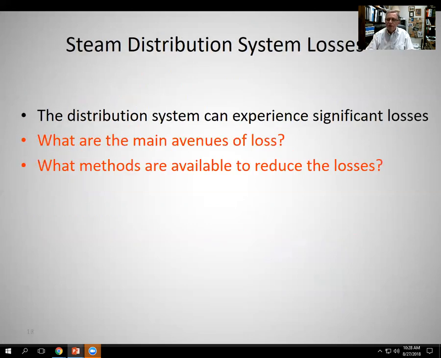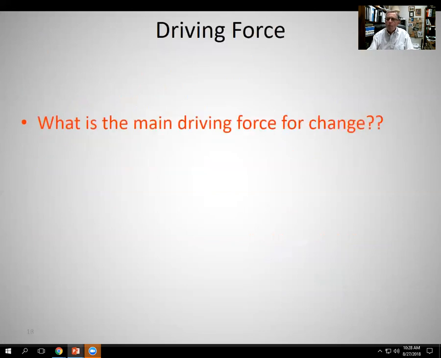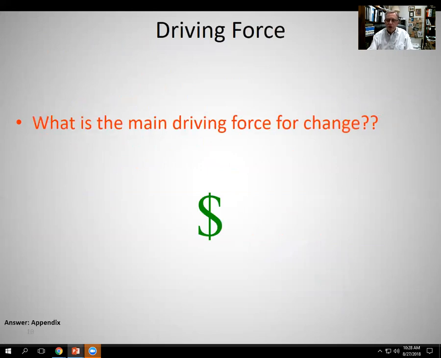Distribution system, what are the losses? What can we do to improve efficiency, reduce operating cost with the distribution system? Okay, so why do we want to change anything? What's the main driving force for change? Guess what? It's the almighty dollar. And so that's what drives, in industry, that's what drives just about everything. Businesses are there to make a profit, and anything we can do to enhance that efficiency goes to the bottom line, and that's what drives projects and implementation and improvements in systems.